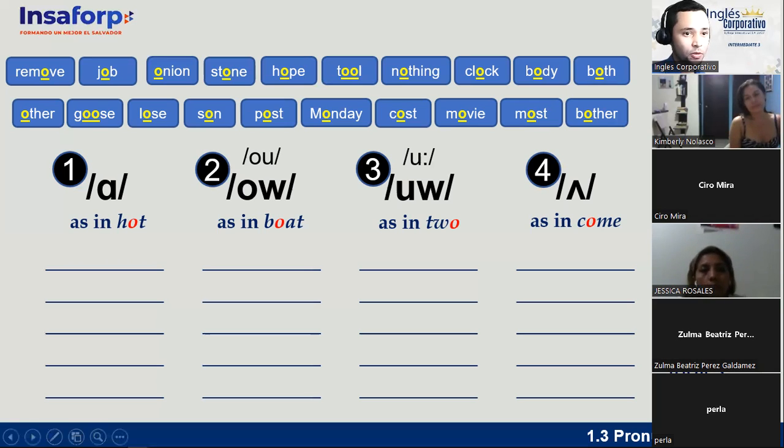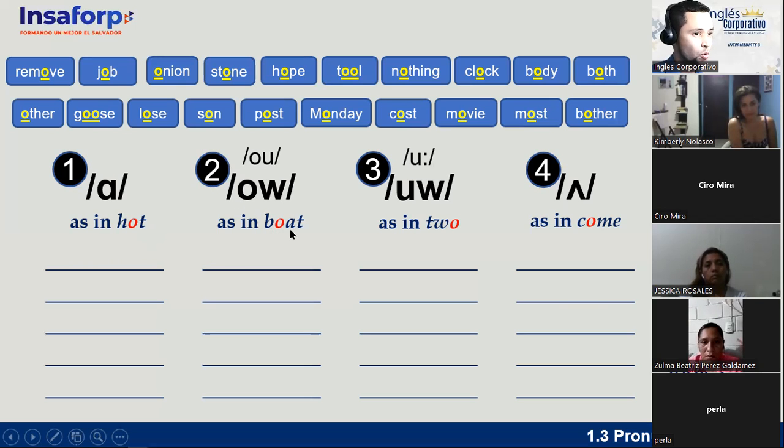So I'm going to send you to the breakout rooms, everybody. Let's see how many people are there. 13. Okay, there are 13 right now. So that means 12 students. So what are you going to do? Okay, you need to classify these words. There are 5 words in each column, 5 words per category. The first one is ah, as in hot. The second one is o, as in boat. The third one is u, as in two. And the last one is uh, as in come.